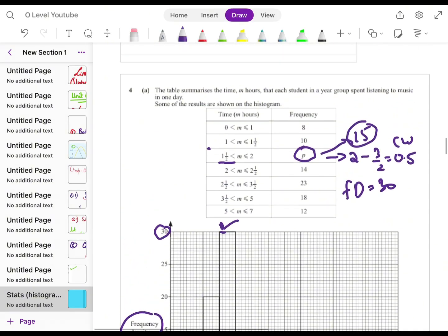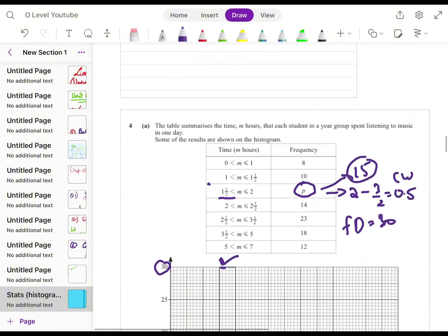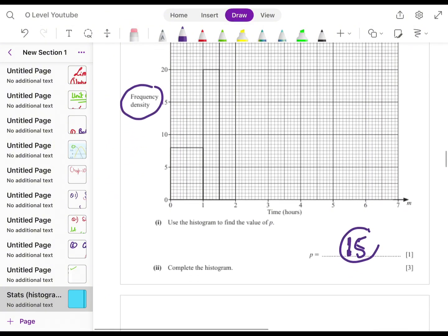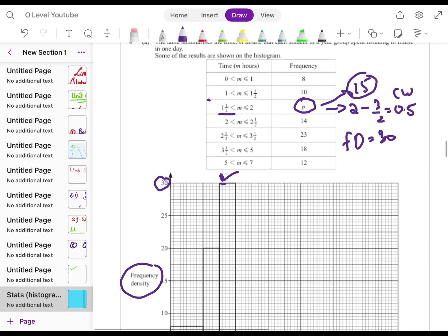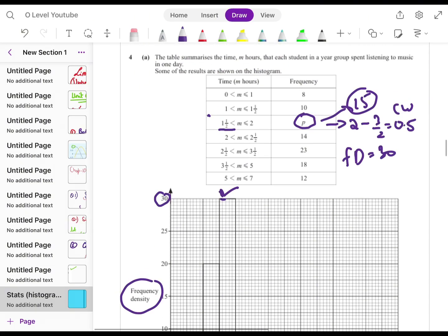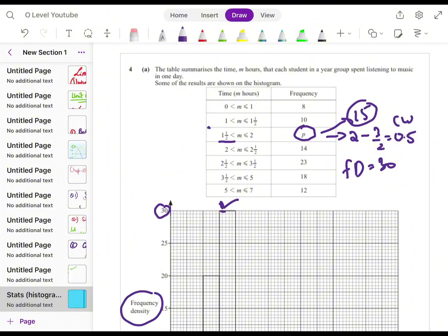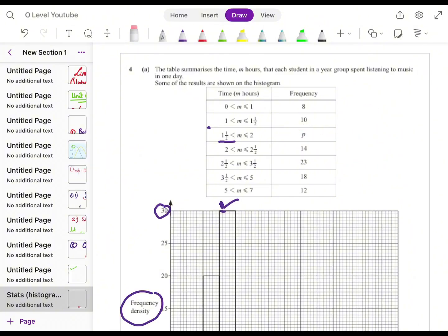You just need to find out the frequency value using the frequency density formula. Now the next part is we have to complete the histogram. So how can we complete the histogram? We need to find the frequency density of the remaining parts. Okay, so I'm clearing these things. I hope the concept is clear how we find the value of P.